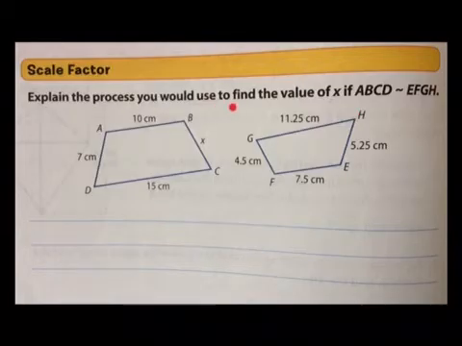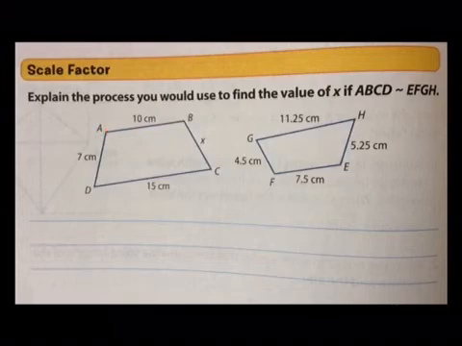Explain the process you would use to find the value of X, here's X, if figure ABCD right here is similar to EFGH. Now what's happening here, boys and girls, is that one is upside down. Let's say we were to flip this one around, this part will be on the top matching this part. Got it? And this side, the shorter side, would be matching this side. And the longer part would be matching this longer side. And the bottom would be matching this side.